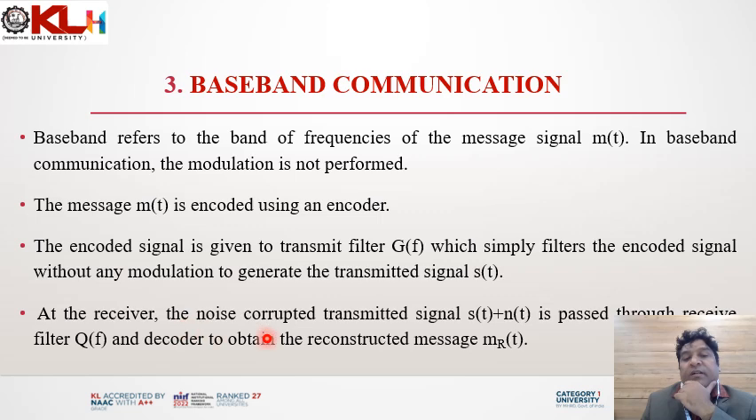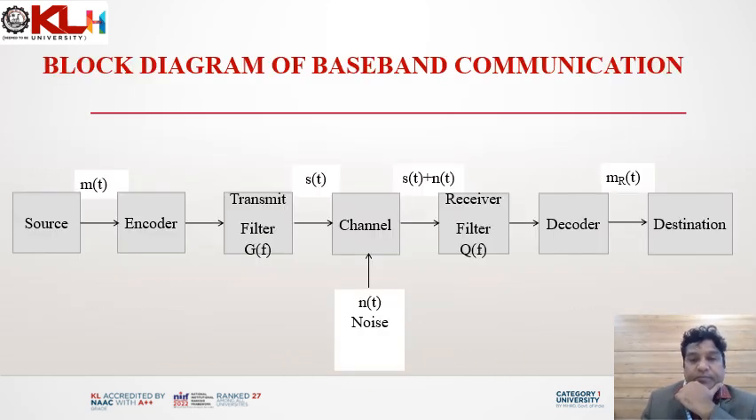At the receiver, the noise corrupted transmitted signal S of t plus N of t is passed through a receive filter Q of f, which is usually the inverse of G of f, and a decoder is also used, which performs the inverse operation of the encoder. Finally, we obtain the reconstructed message MR of t.